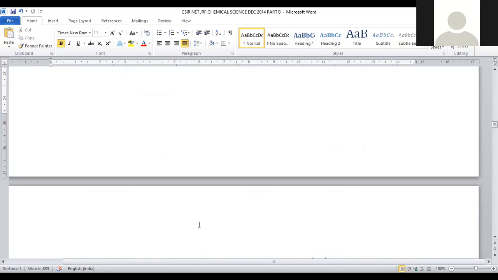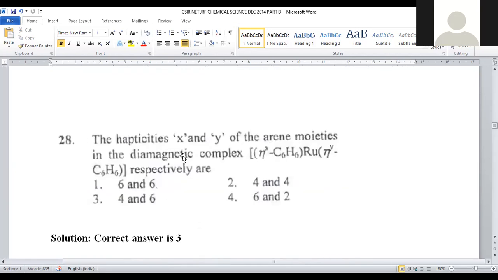Let us move on to question number 28. The hapticities X and Y of the arene moieties in the diamagnetic complex (eta X-C6H6)Ru(eta Y-C6H6), respectively. This is a question from organometallics. Organometallics are nothing but metal organic compounds able to form complex structures, with organic moieties as the ligands. Now we have to predict the hapticity of X and Y.